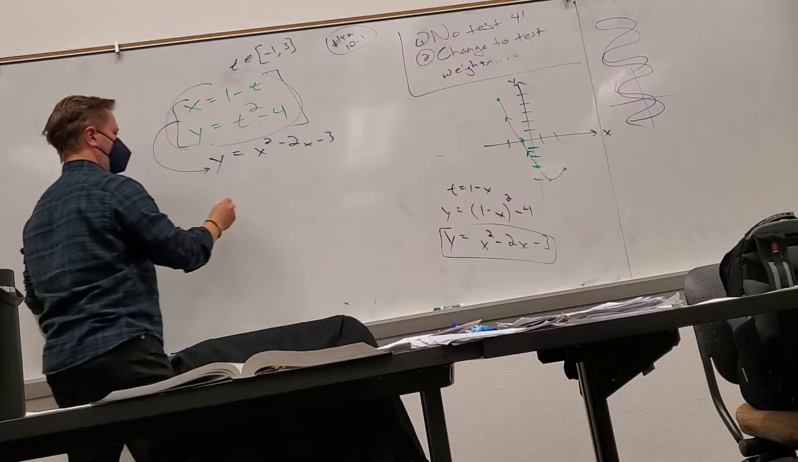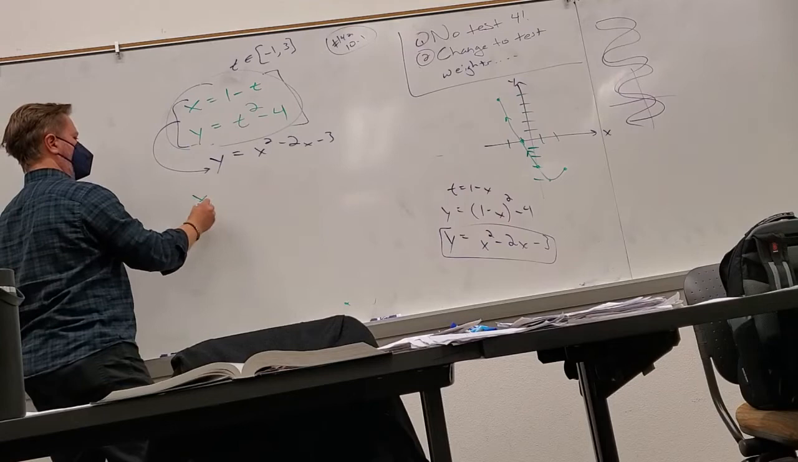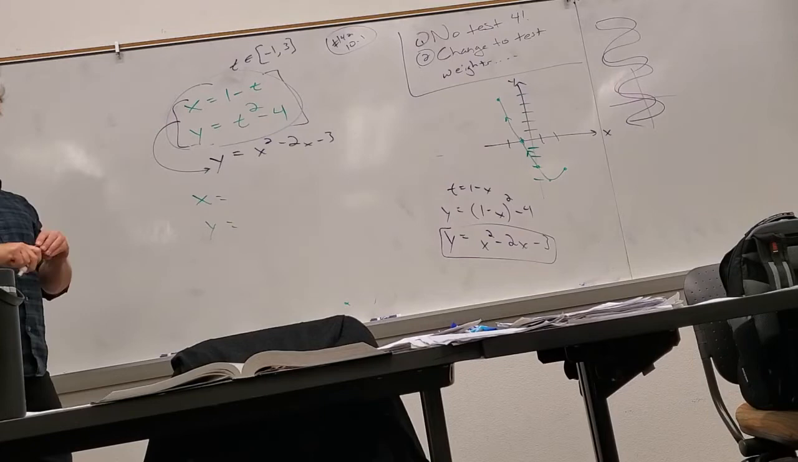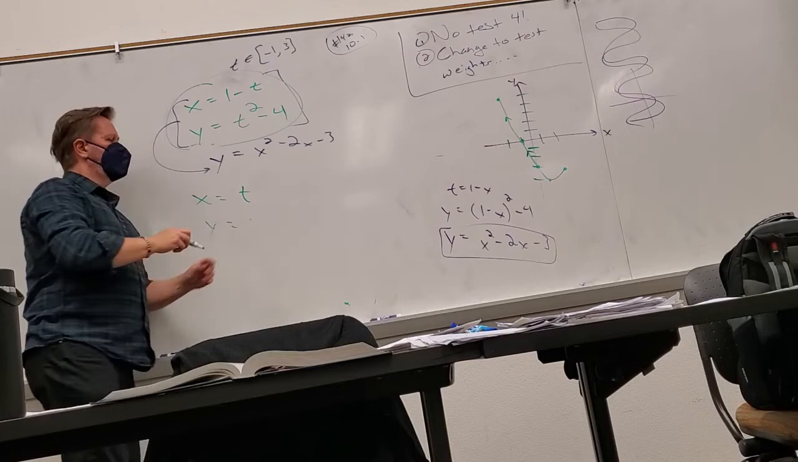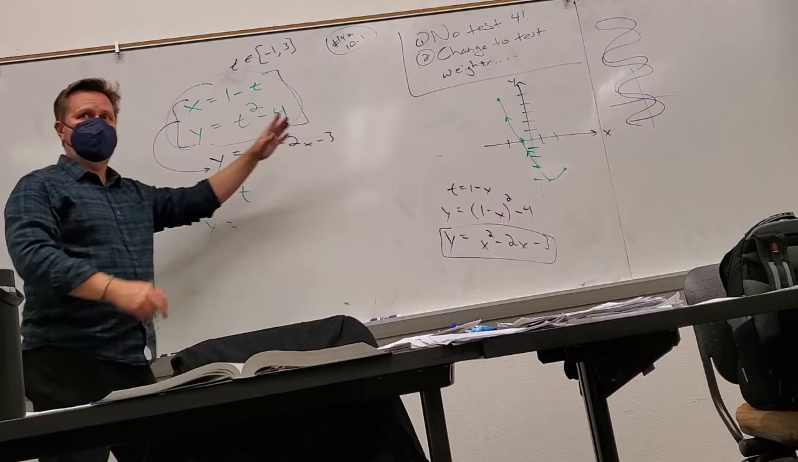y equals x squared minus 2x minus 3. What do x and y have to be functions of? A t. So x equals t, y equals t squared? No, x equals t. If x is t, what is y? t squared minus 2t minus 3. All right, that's the simplest answer.